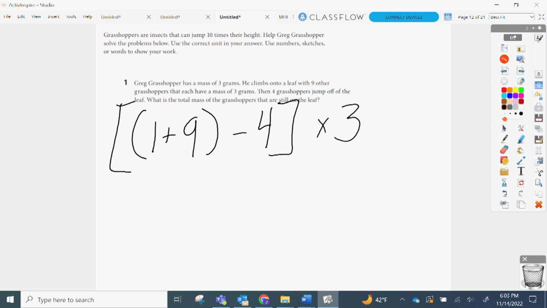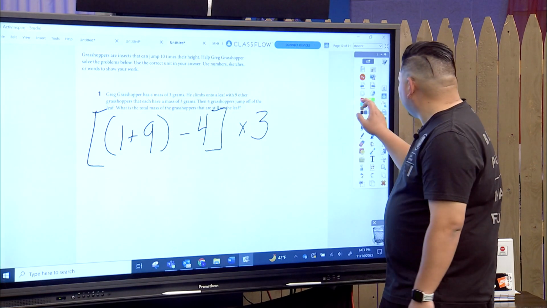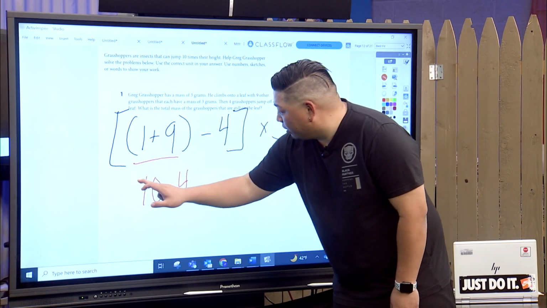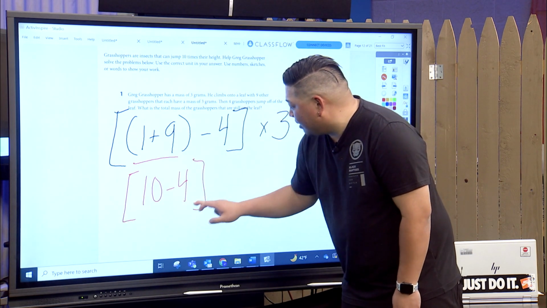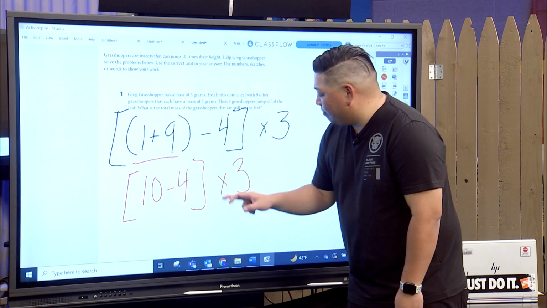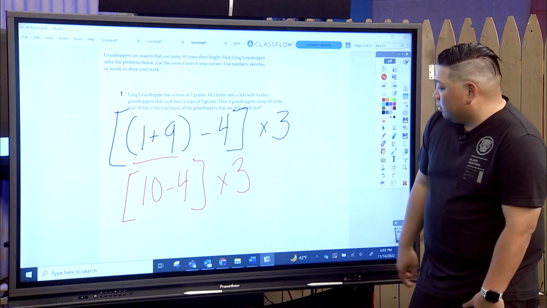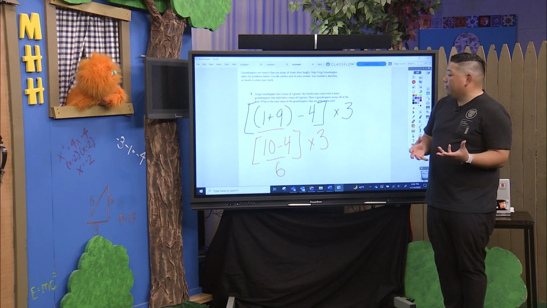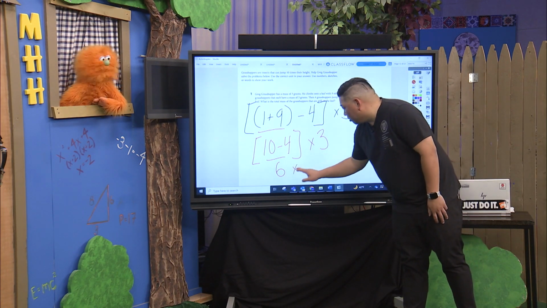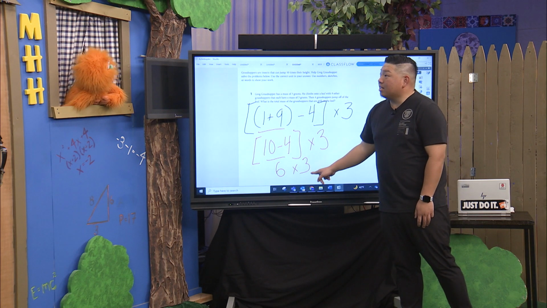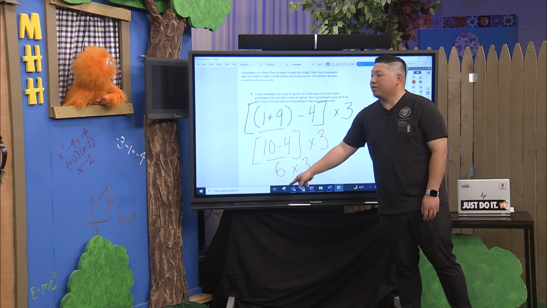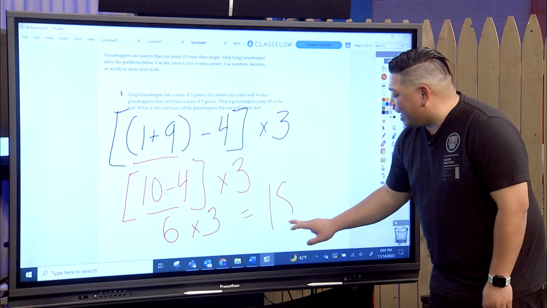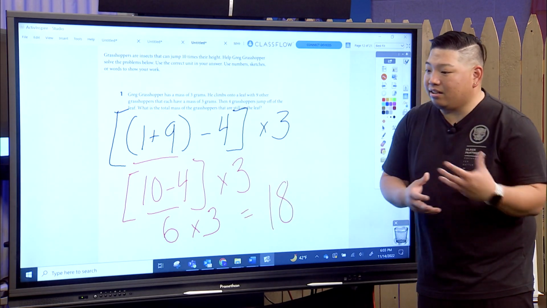All right, so 1 plus 9 is 10. Let's use a different color to show our work. So we have 10 minus 4, which is going to be in our bracket, and we're going to multiply that by 3. Now 10 minus 4 is 6. So that means we have 6 grasshoppers left. We multiply that by 3 because 3 represents the number of grams each of those grasshoppers is. So 6 times 3 equals 18. Is it 18 grasshoppers, 18 leaves, 18 grams?